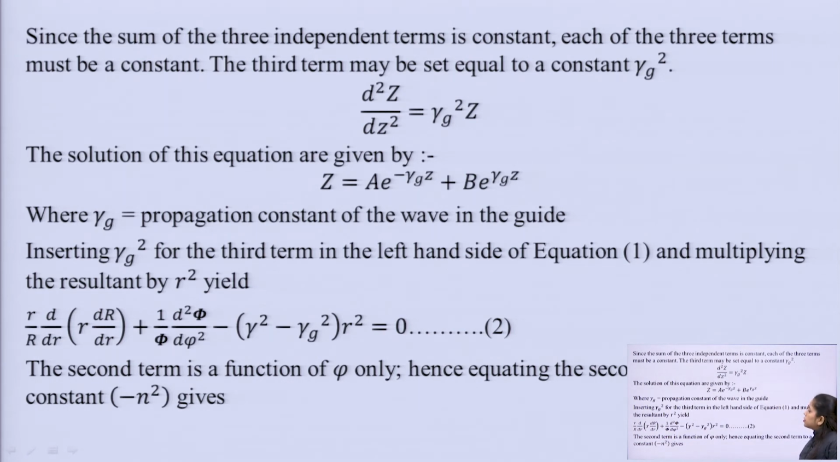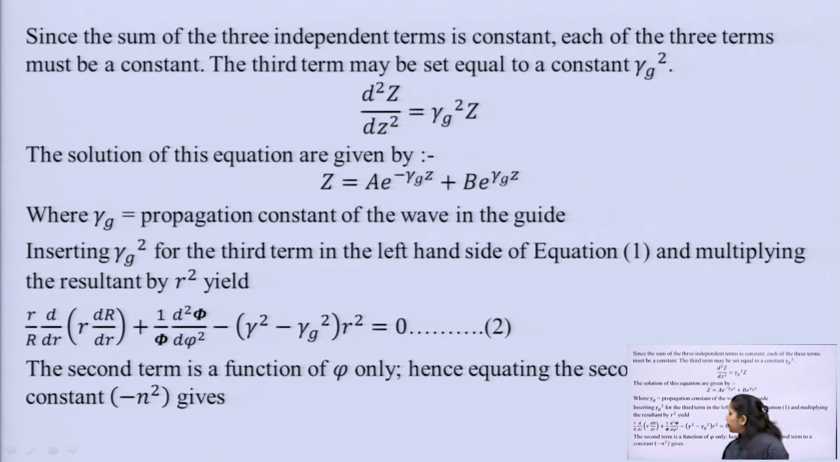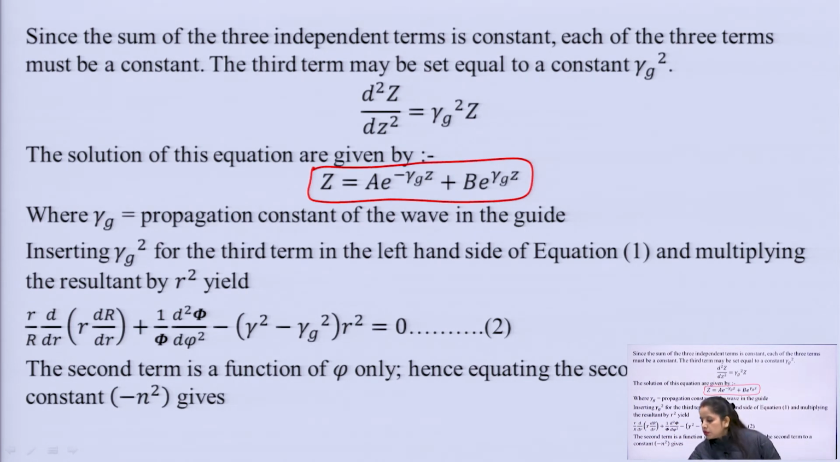In that case, first, the third term is this one. We are assuming that it should be substituted with gamma g square. If we substitute this expression with gamma g square, what we finally get is d square Z upon dz square equals gamma g square Z, and the solution of this equation is given by this one.